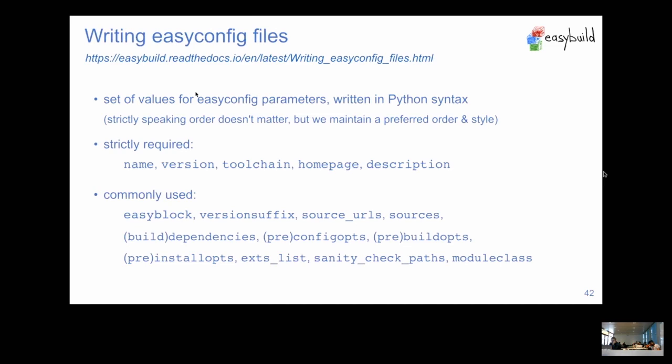There's detailed documentation on writing easyconfig files. So just to repeat a bit, it's basically a set of values that you give for easyconfig parameters. It's actually written in Python syntax, but it's not a code file. It's not executed as code. It's just evaluated, and then the values of the easyconfig parameters are picked up. Some of them are strictly required, and others are commonly used, but not strictly needed. So if you know the ones mentioned on the slide, or if you know what they are for, then you're good to cover 95% of the easyconfig files you need.